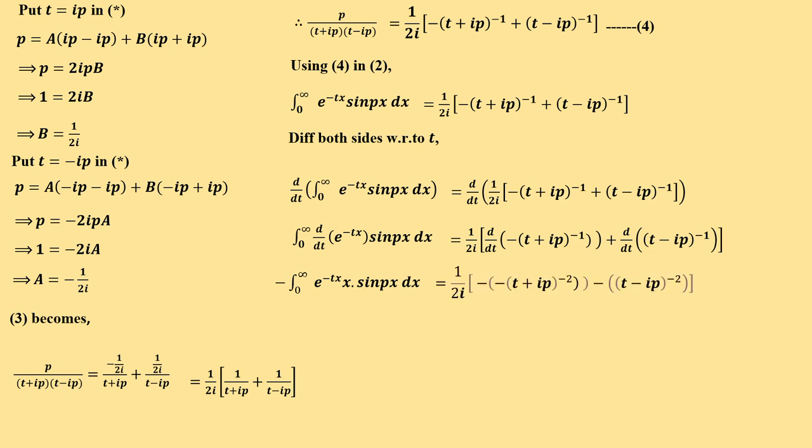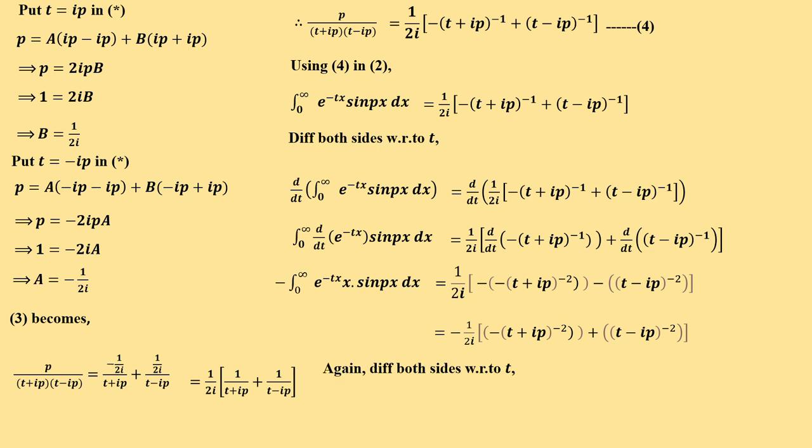by 2i times the differentiation of (t plus ip) whole power minus 1. So already you are having minus. So minus 1 becomes... we are using the x power n formula, n into x power n minus 1. Here instead of x you are having t plus ip. So minus (t plus ip) whole power minus 1 minus 1, that is minus 2. Similarly the second term, minus (t minus ip) power minus 2. So that is equal to minus 1 by 2i, taking minus outside, minus 1 by 2i times minus (t plus ip) whole power minus 2 plus (t minus ip) whole power minus 2.